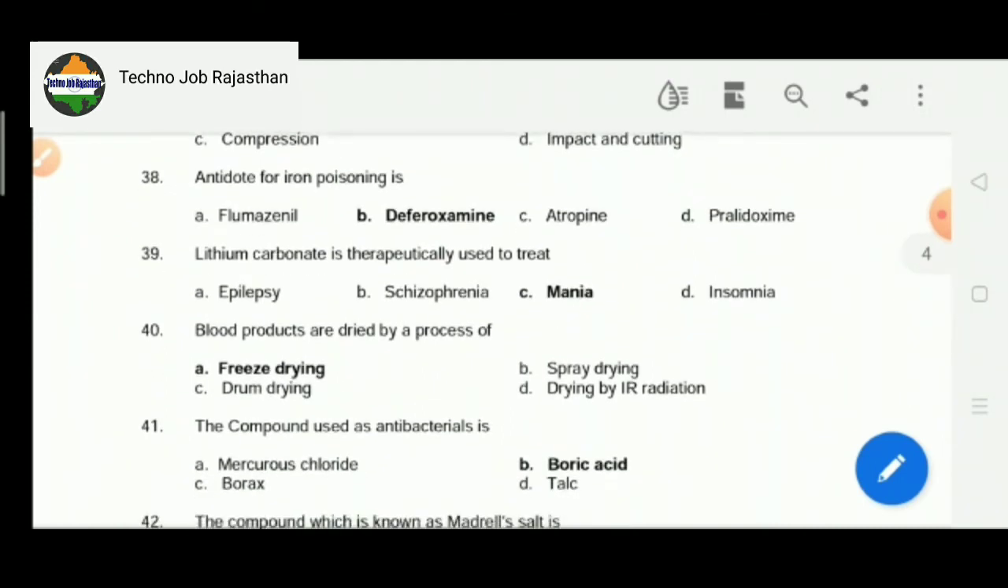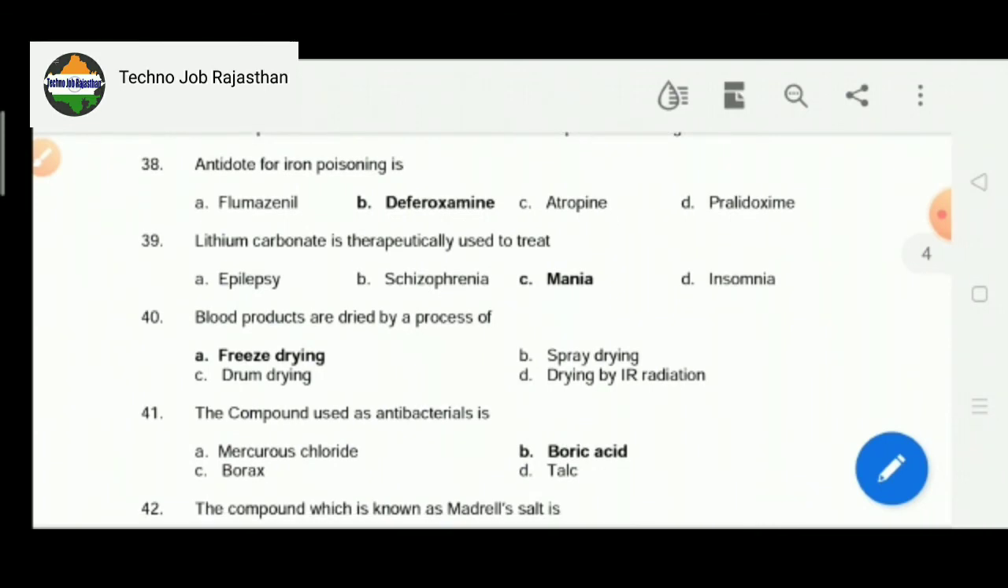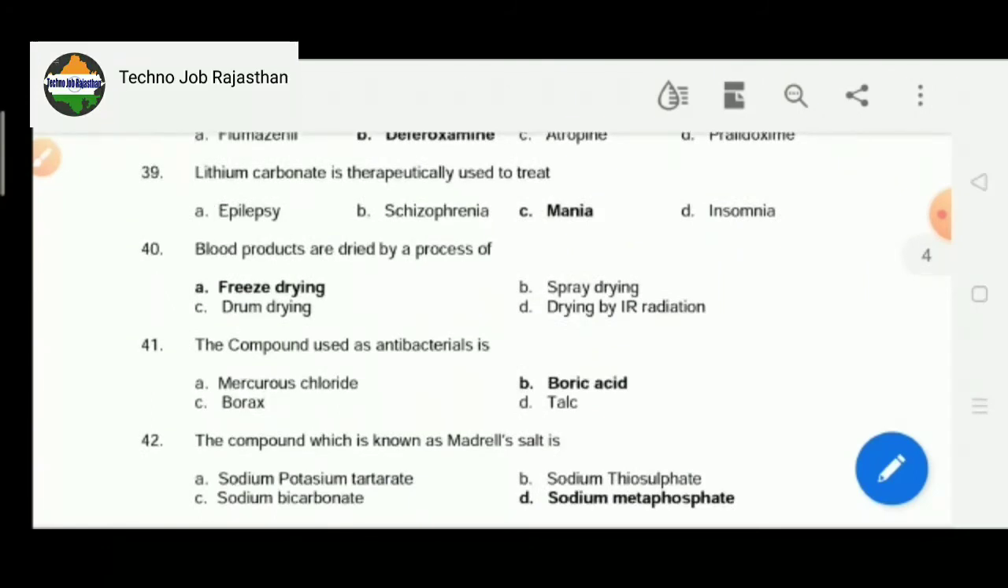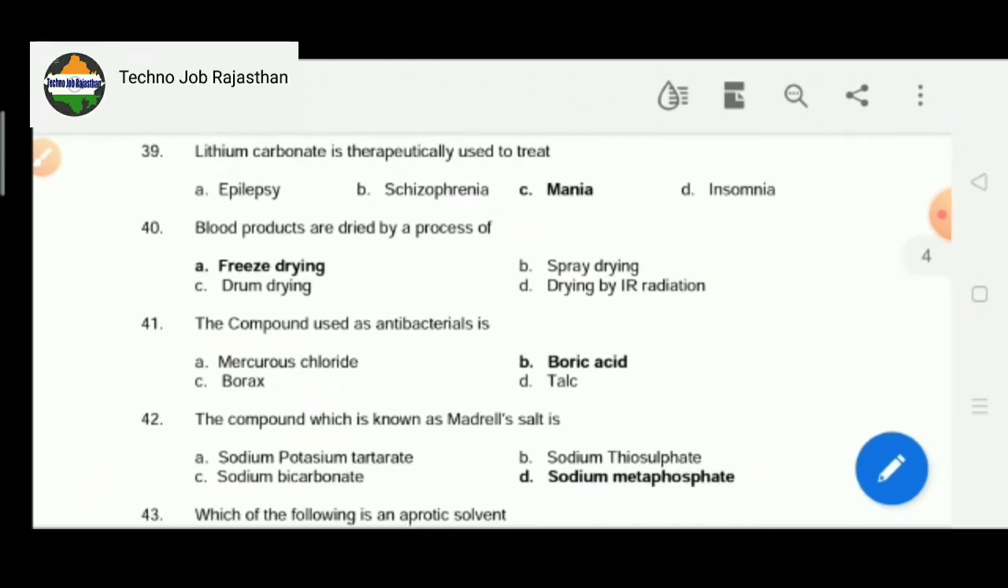Question number 39: lithium carbonate is therapeutically used to treat. Option A is epilepsy, option B is schizophrenia, option C is mania, option D is insomnia. So the correct answer is option C, that is mania. Question number 40: blood products are dried by a process of option A freeze drying, option B spray drying, option C drum drying, option D drying by IR radiation. So the correct answer is option A, that is freeze drying.